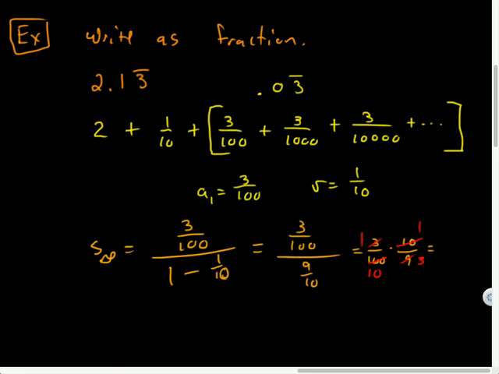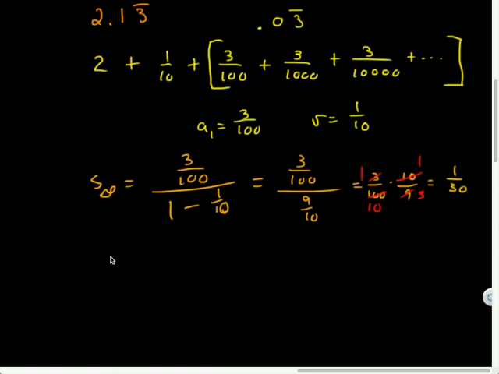Plus 1, 3 times 10 is 30. It's 0.03. Do you guys believe that 1/30th is 0.03 repeating? Well, I suppose 1/3 would have been 0.3 repeating, and then having another 0 would just shift it over one decimal. So this is 2 plus 1/10 plus 1/30.